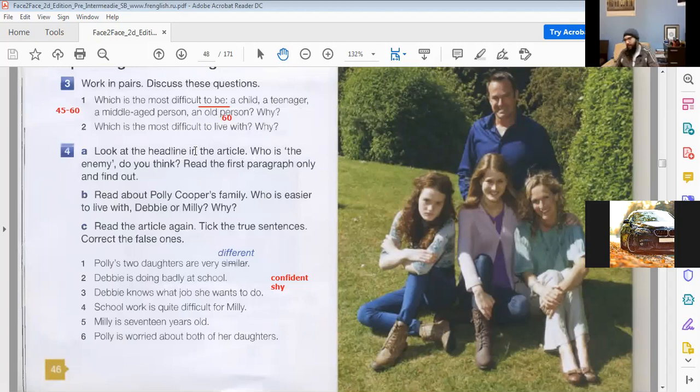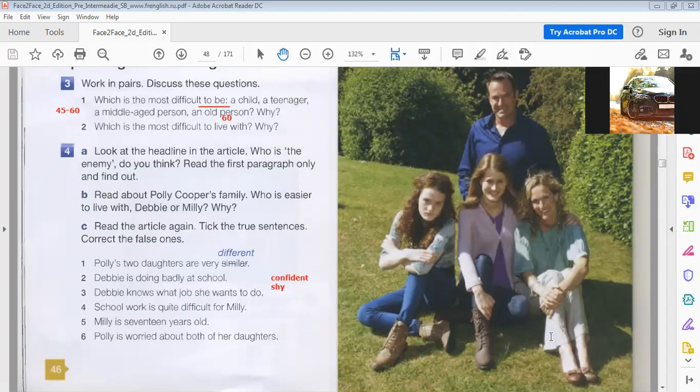So let's see your opinions. Let's start with Sophia. What do you think? A child. Manal, you think a child is the most difficult to be? A child and old person. A teenager and old person. This is the most difficult to be, you think? Yeah. Interesting. Samiha, do you agree? Also teenager and old age. It's hard to be a teenager and it's hard to be old.